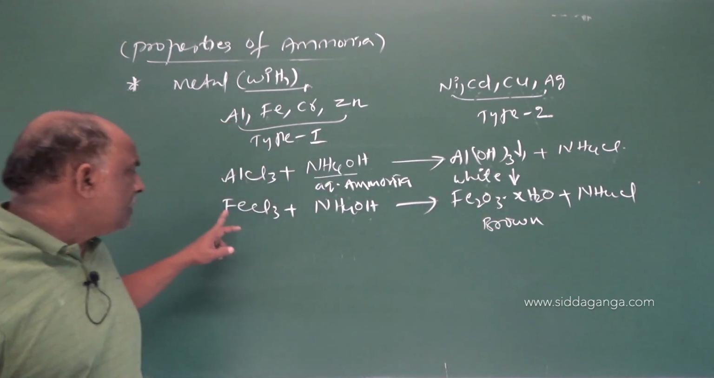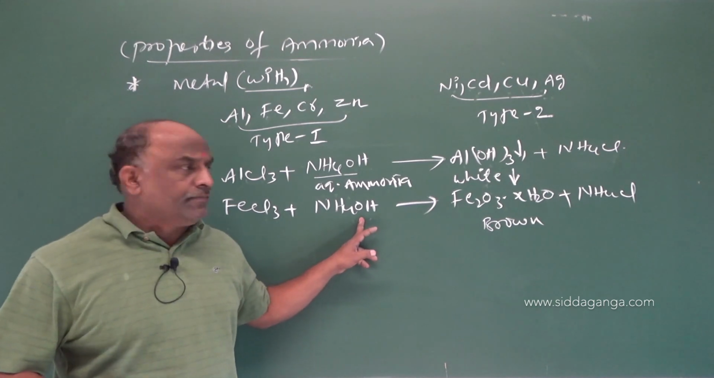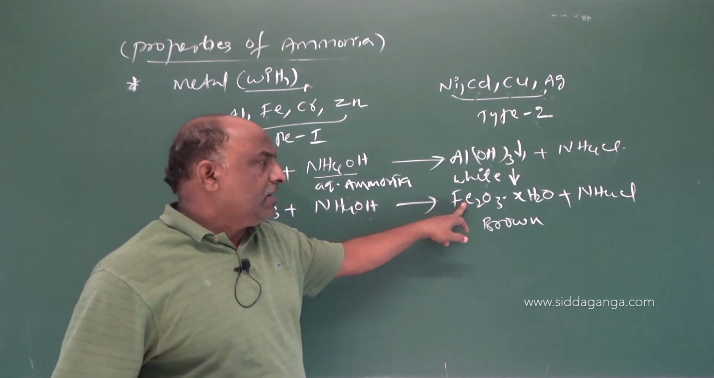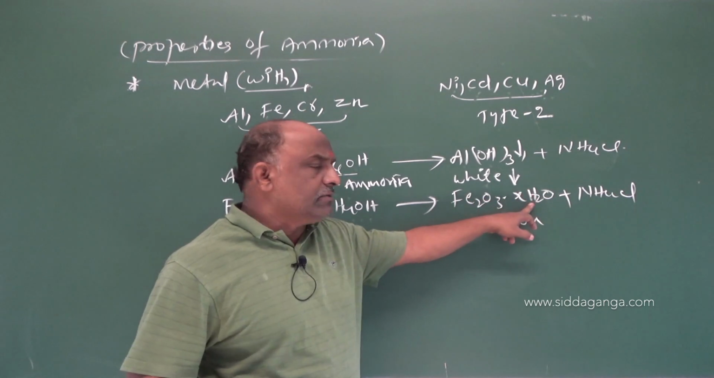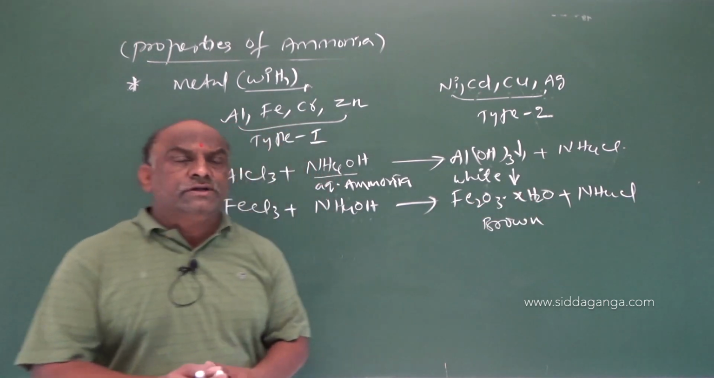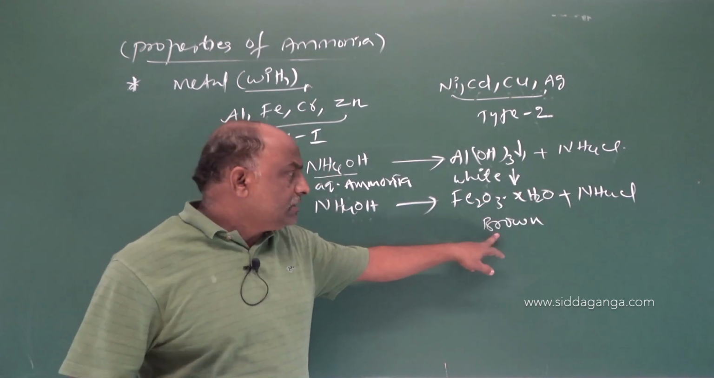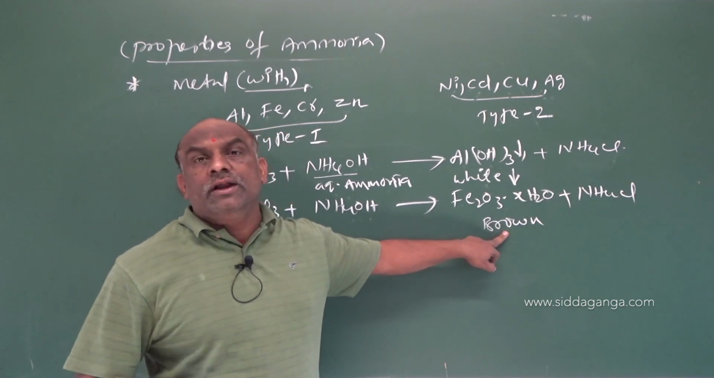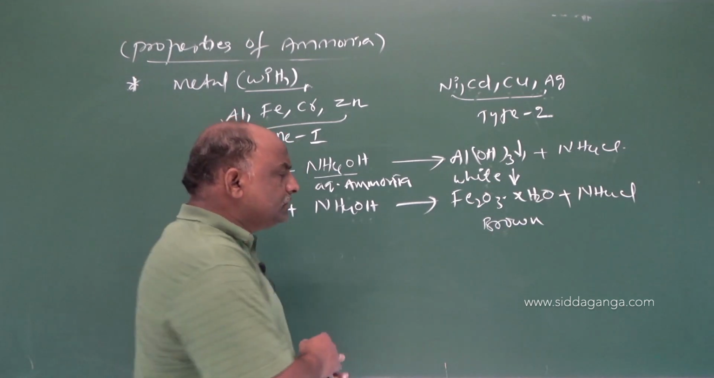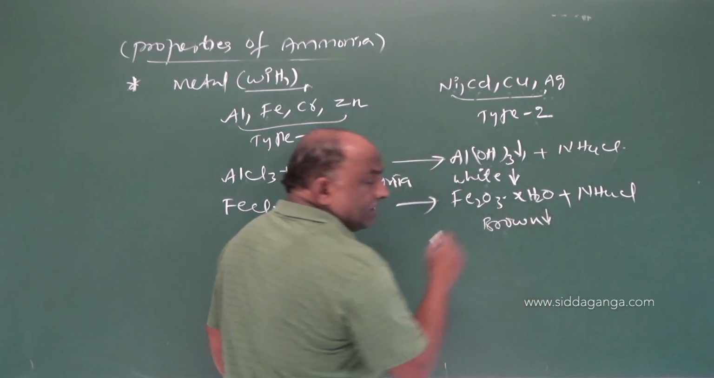Fe2O3.xH2O, or instead of that you should write Fe(OH)3. Ferric oxide plus water composition, ferric oxide gives rise to ferric hydroxide. What is the PPT color? Brown color PPT, very very important my dear students. Make a note regarding this, colors are very important.